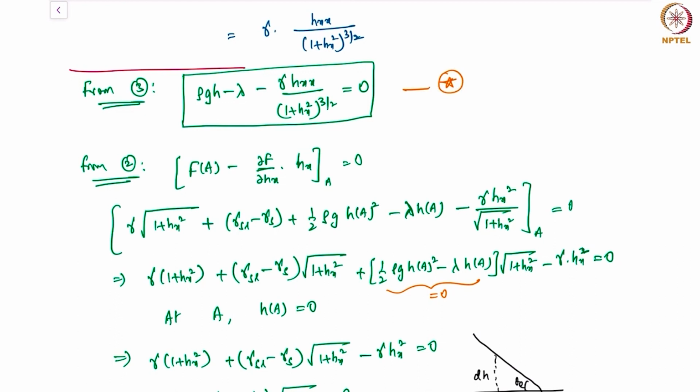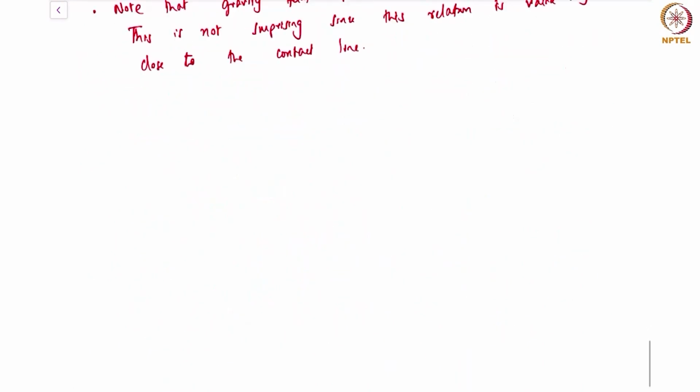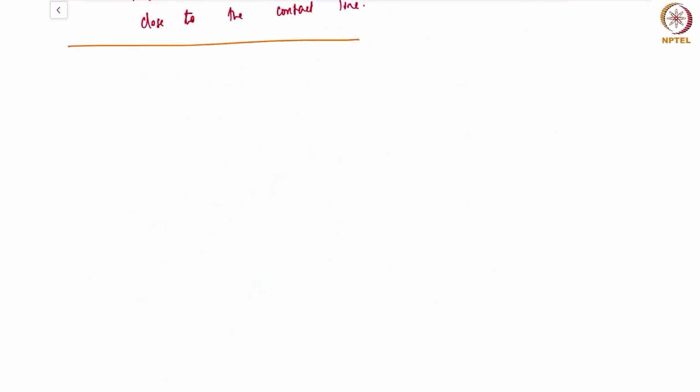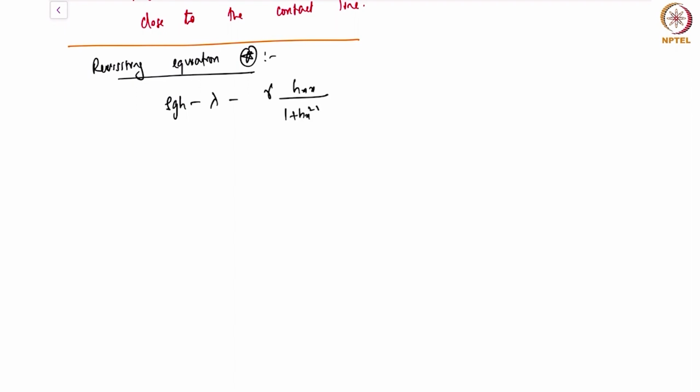Okay, let's understand this equation a little better again. Let's revisit this equation. What do we have in this equation? We have rho gh minus lambda minus gamma times hxx by 1 plus hx square whole power 3 by 2. This was 0, right?